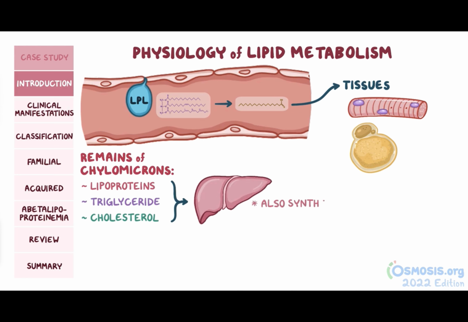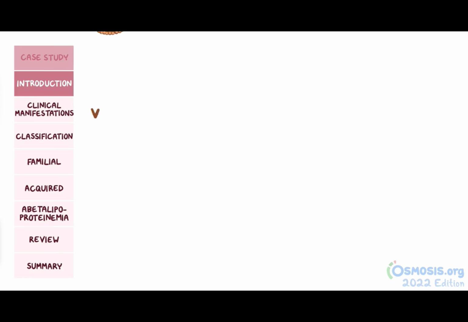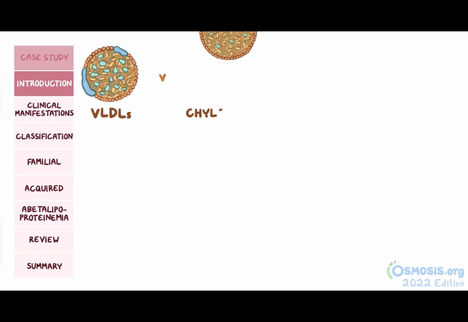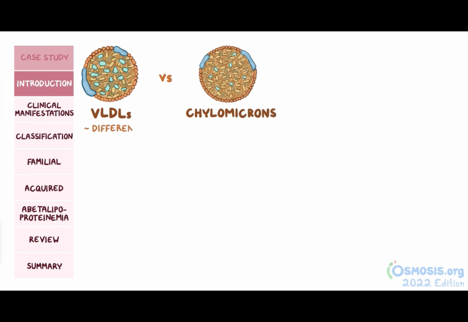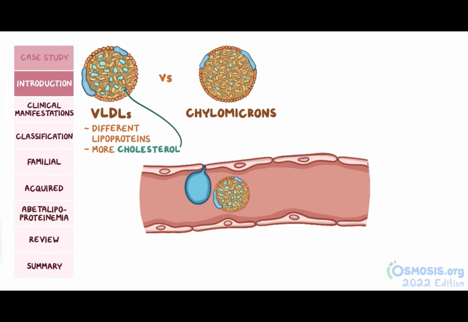The liver is also synthesizing fatty acids and cholesterol, and it will combine these with the ones from the chylomicron remnants and package them together. But instead of chylomicrons, they are packaged into very low-density lipoproteins, or VLDLs. Compared to chylomicrons, these are made of different lipoproteins and contain a bit more cholesterol. VLDLs are released from the liver and enter into the blood, where lipoprotein lipase in the capillaries breaks them down again to release triglycerides for nearby tissue to use.